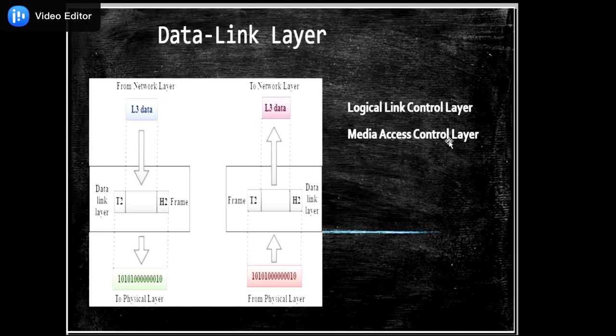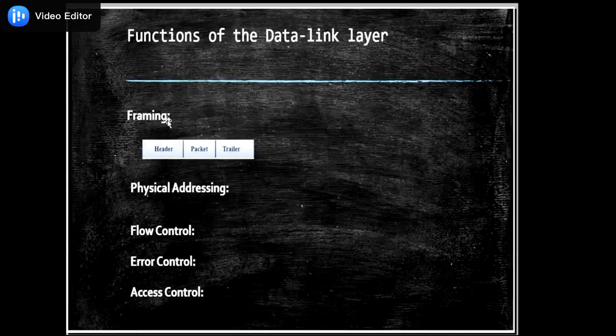Then the functions of the data link layer. The functions of the data link layer are framing, which provides header, packet and trailer; physical addressing; and flow control, error control and access control. First, we discuss framing.